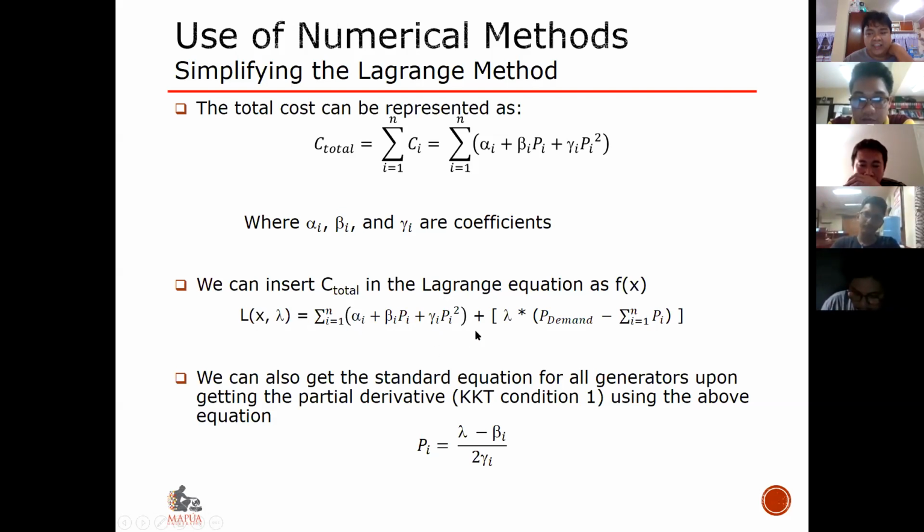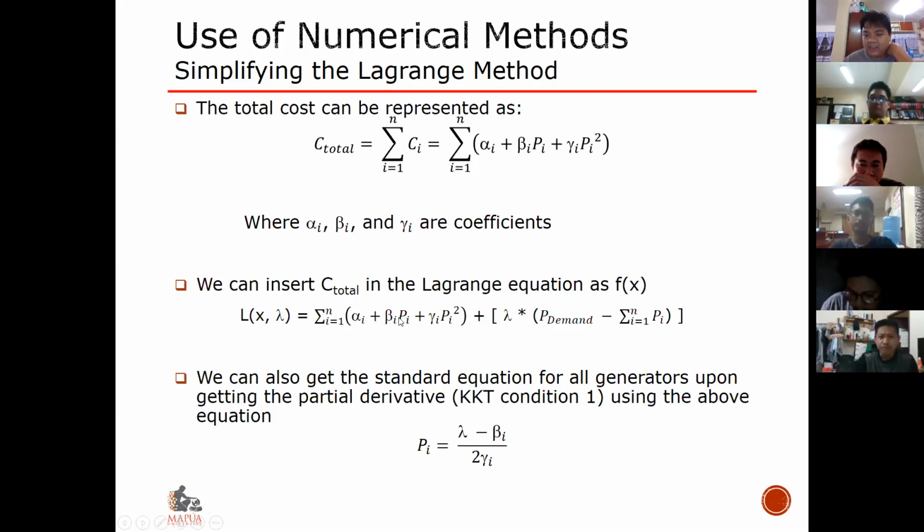Kaya itong component na to, we just sum kanina, di ba? Yung 5P1 plus 0.01 P1 squared, then yung para sa P2. Ito lang yun for each generator, nakasum. Okay? Plus the lambda times the G of X. Ito yung demand, ito yung supply-demand balance constraint, which is yung demand minus the sum of generators.